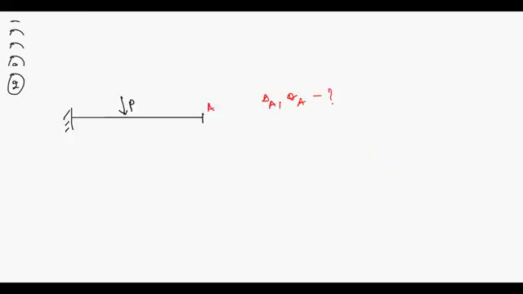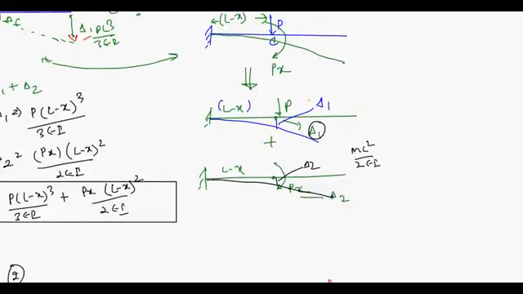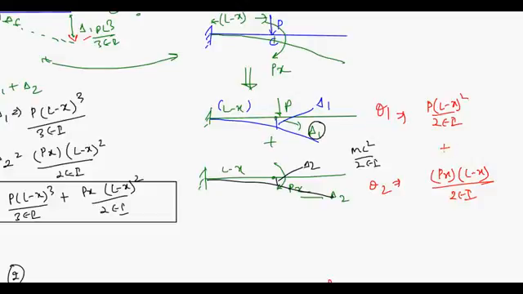Can you calculate rotation in the previous case? Of course you can. If the rotation here is theta 1 and this is theta 2, theta 1 is PL square upon 2EI, with L being L minus x, so P into L minus x square divided by 2EI. Theta 2 is ML upon EI, where M is Px and L is L minus x, so it is Px into L minus x upon EI. You sum them up, this is your total rotation at C.